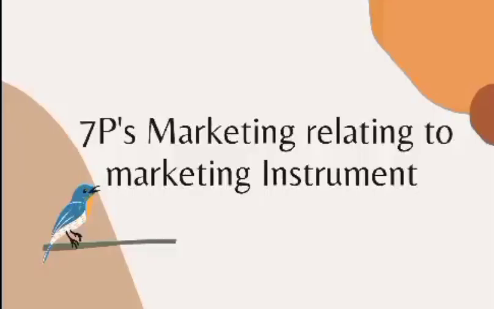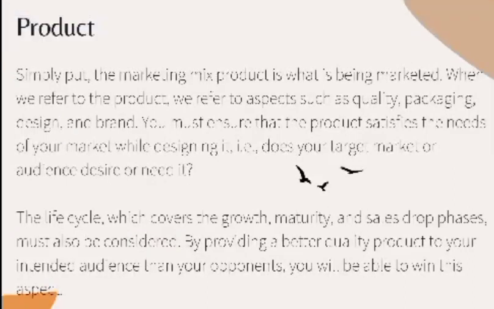Good day everyone, this is my report. The 7Ps of marketing relate to the marketing instrument. Product. Simply put, the marketing mix product is what is being marketed. When we refer to the product, we refer to aspects such as quality, packaging, design, and brand. You must ensure that the product satisfies the needs of your market while designing it. Does your target market or audience desire or need it?